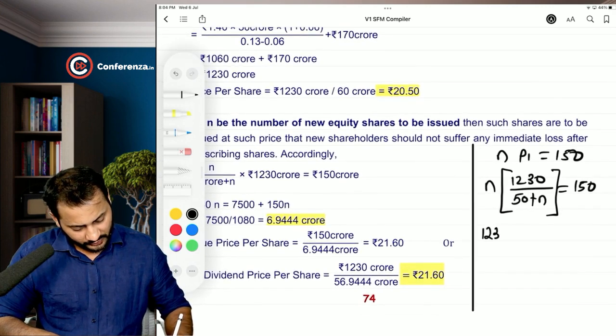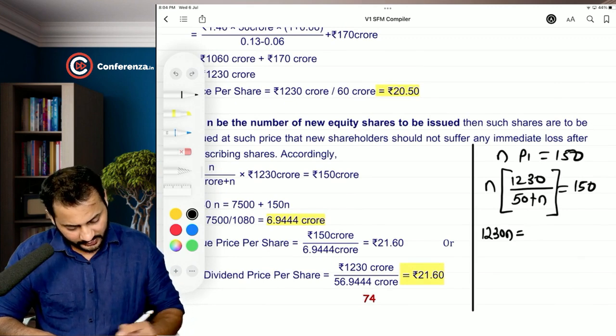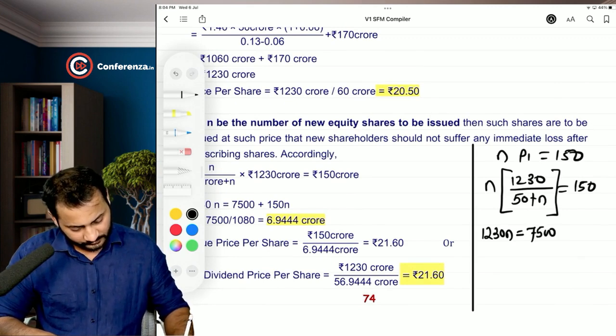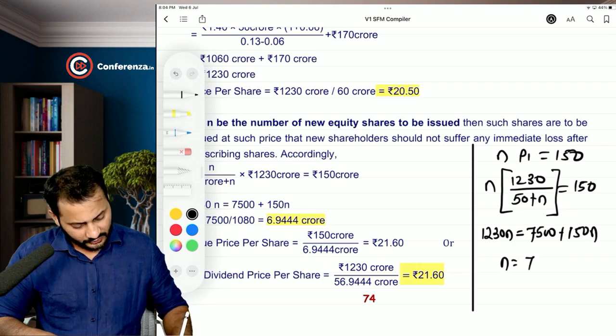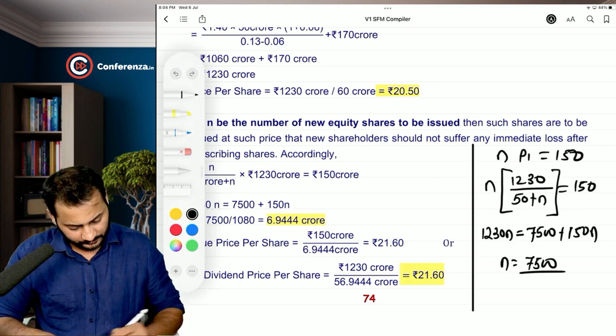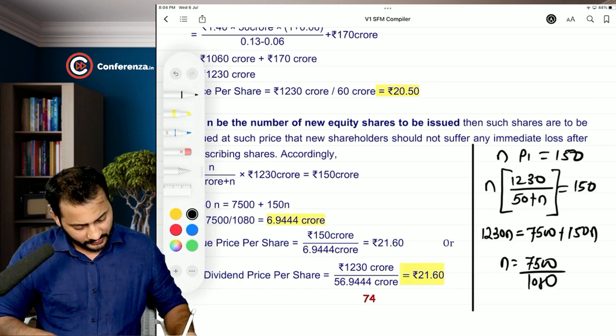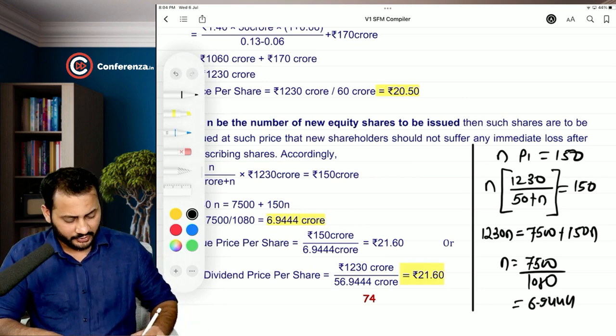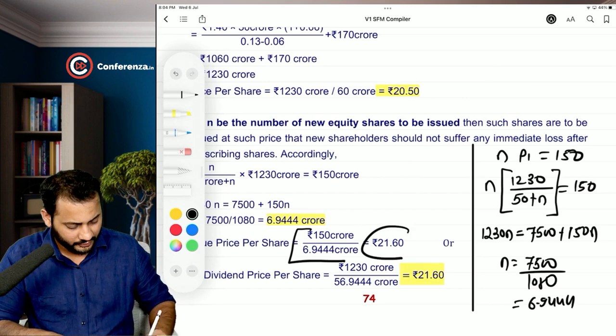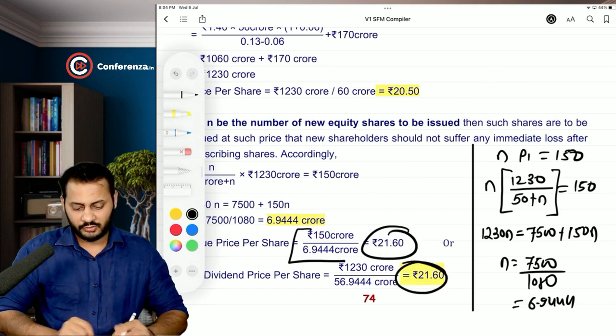So it will become 1230 N is equal to 7500 plus 150n, and n is equal to 7500 divided by 1080, and this will give you 6.9444. And once you calculate 6.9444, you can calculate the market price also, or the issue price.